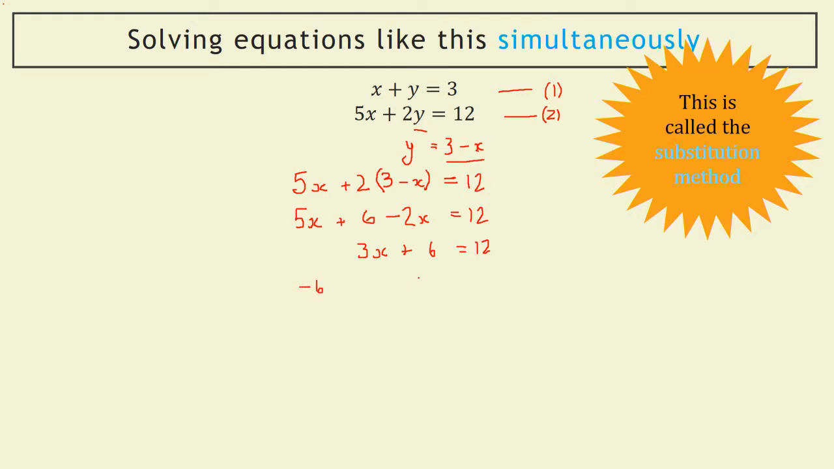Take 6 from both sides. We're left with the 3x. And on the other side, we're going to take the 6 away. We're left with 6, aren't we? And what do you do to finish off? Yeah, divide by 3 both sides. x is 2.